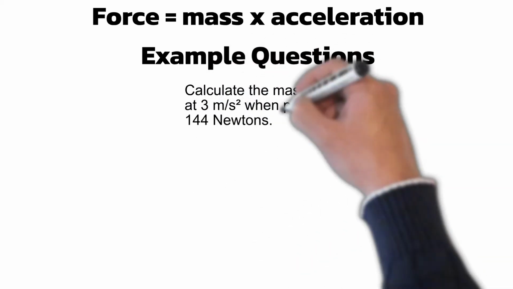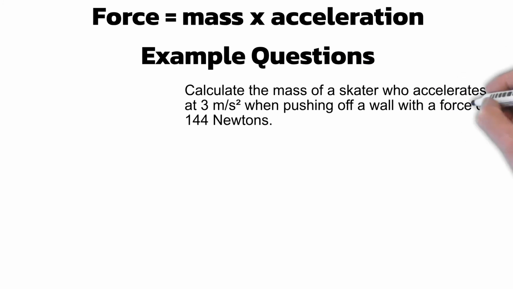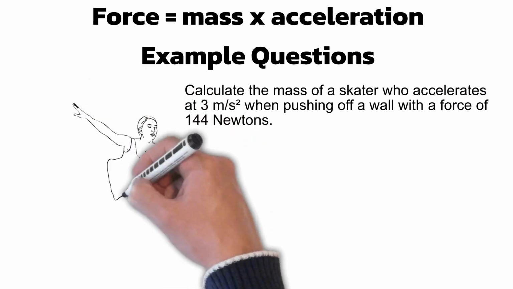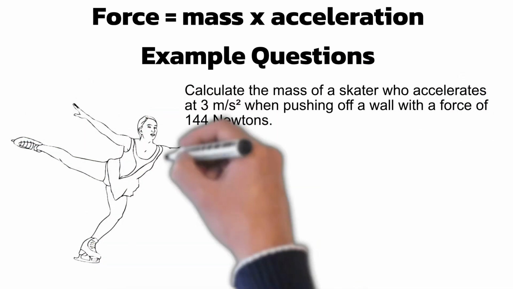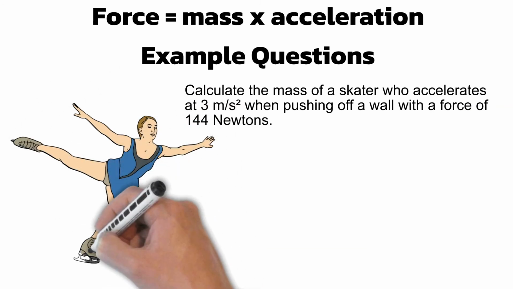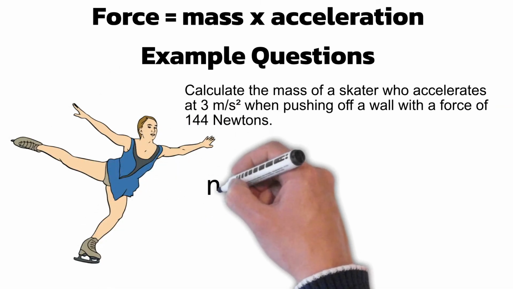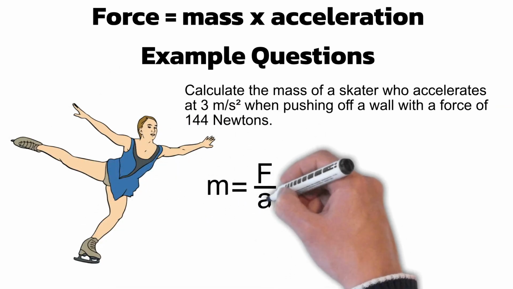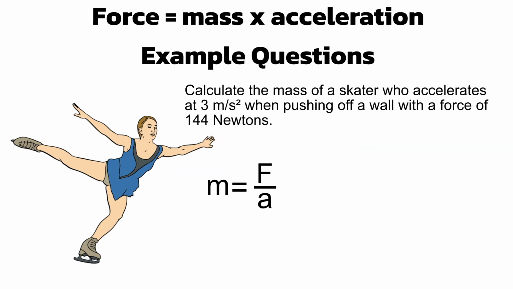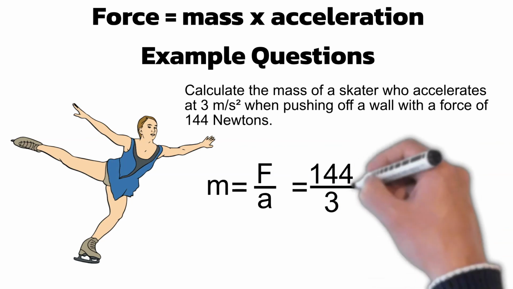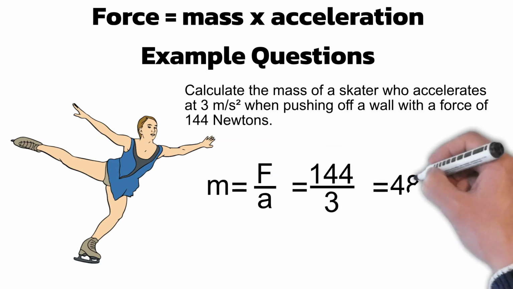Question 3. Calculate the mass of a skater who accelerates at 3 meters per second squared when pushing off a wall with a force of 144 newtons. This time you need to rearrange the formula to calculate the mass. So the formula becomes mass equals force divided by acceleration, or m equals F divided by a. So 144 divided by 3 gives a mass of 48 kilograms.